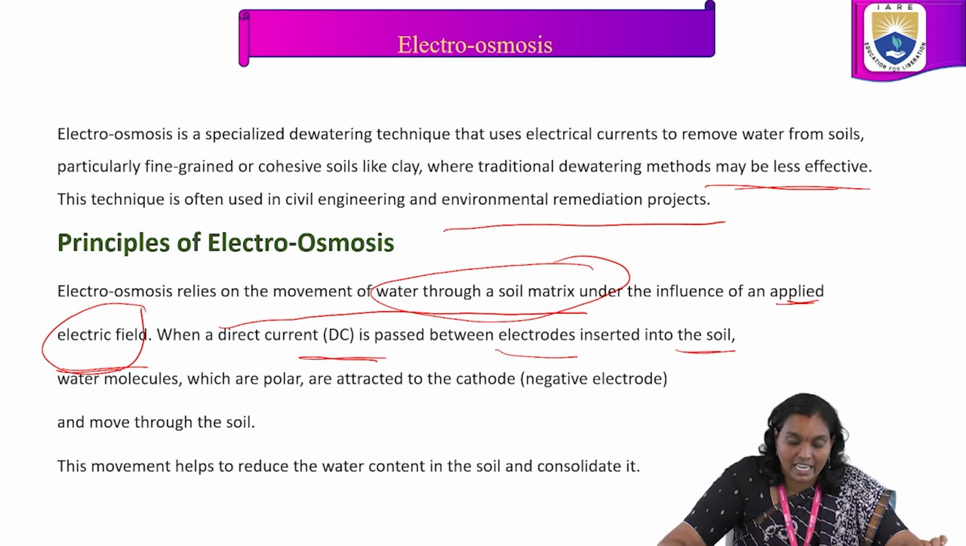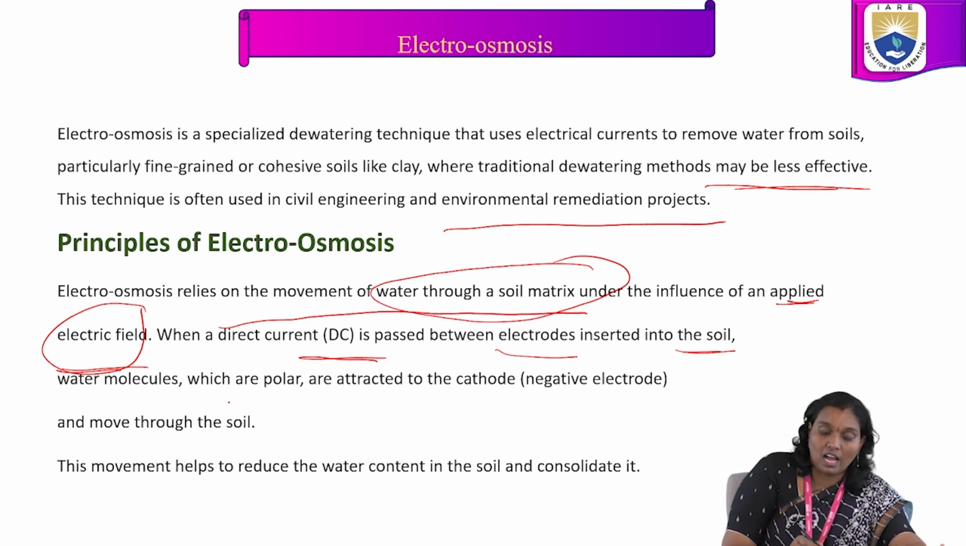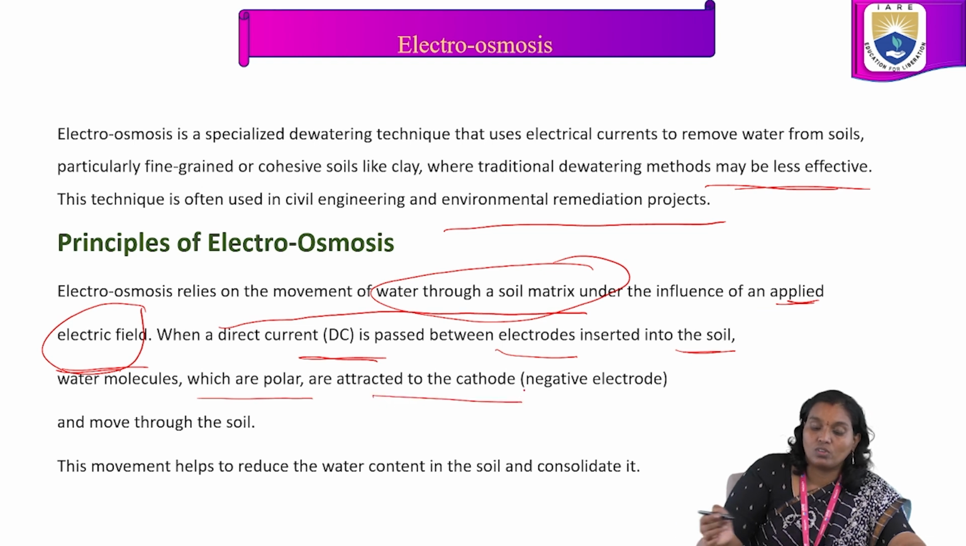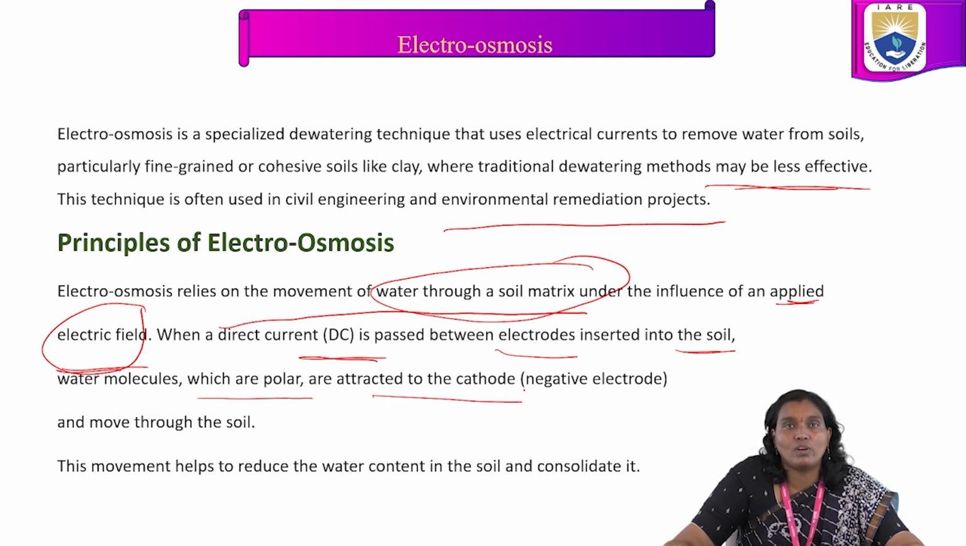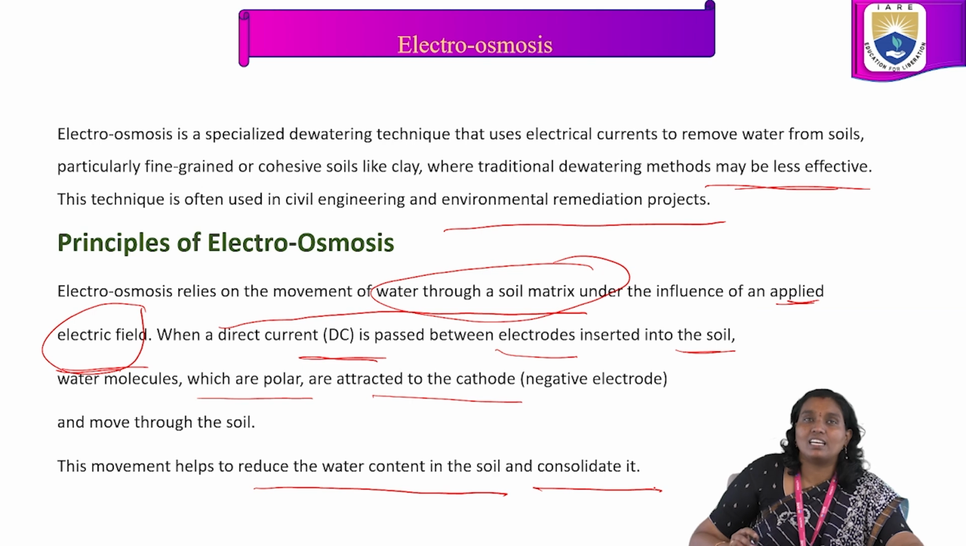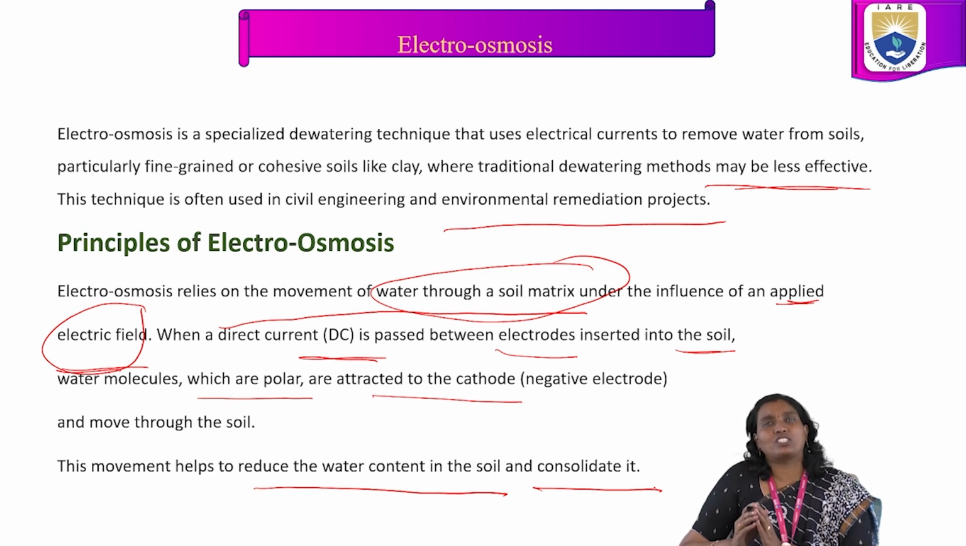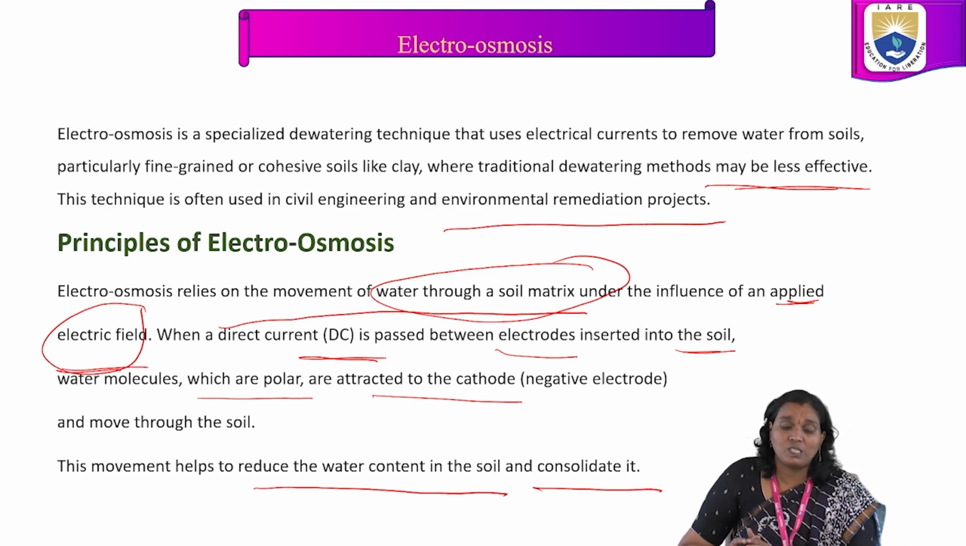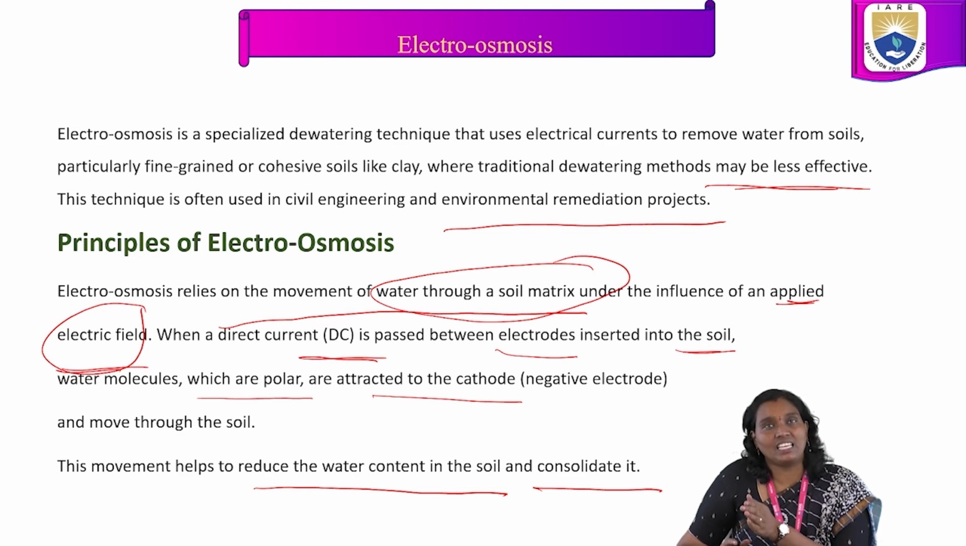water molecules, which are polar, are attracted to the cathode, that is the negative electrode, and move through the soil. This movement helps to reduce the water content in the soil and consolidate it. This is the principle involved in electroosmosis to reduce the water content in the soil.